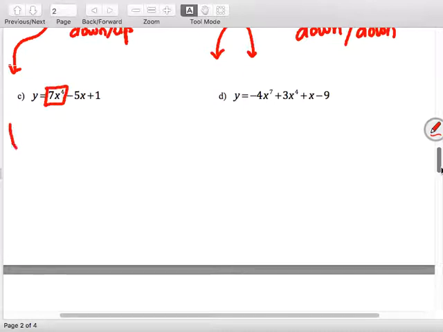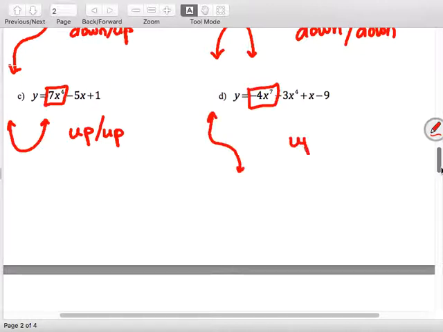So letter C is 7x to the fourth. So that's up, up. Letter D is negative 4x to the seventh. So it's flipping it, and this would be up, down.